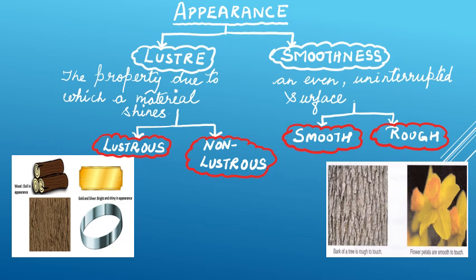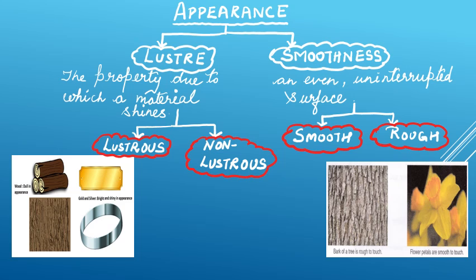It is the property due to which a material shines. Now do an activity. Where you are sitting, just look around you and observe the things which are shiny in nature and which are non-shiny. Have you seen? Okay, let's take the example of the mobile you are observing. Is it lustrous or non-lustrous? Yes, its metal surface is lustrous in nature.